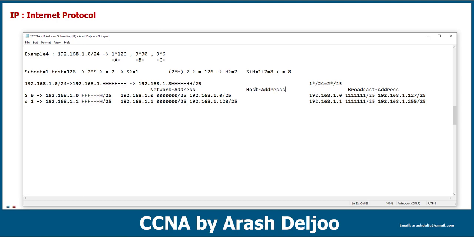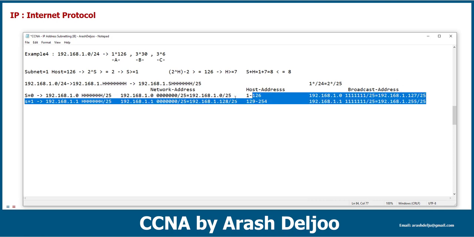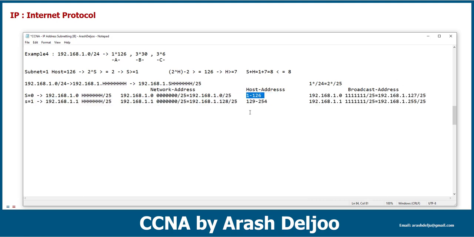After that, all of the addresses between the network address and broadcast address are the host addresses. Let me write here, host address. The host addresses start from 192.168.1.1, for example, to 192.168.1.126. That's it. This is the host addresses. And in the next network, we have host addresses from 192.168.1.129 to, for example, 254. Here, as you can see, we created 2 subnets. In each subnet we have 126 IP addresses.